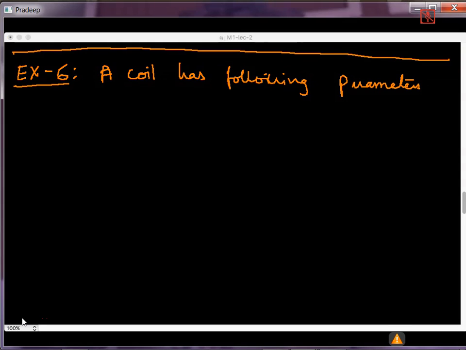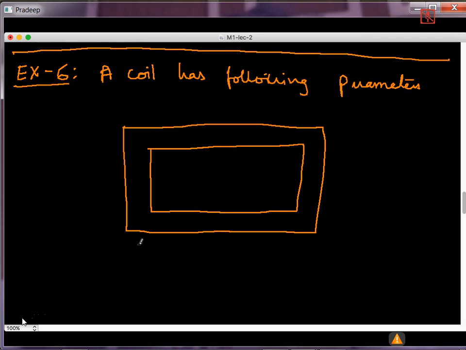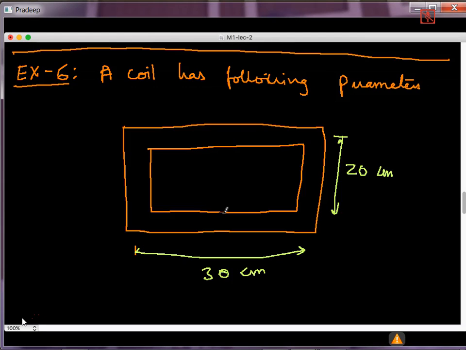So a coil has the following parameters. It is something like this. So this distance is 30 centimeters and this distance is 20 centimeters. But there is a small problem. There is a 5 mm air gap here. So let me write that here.